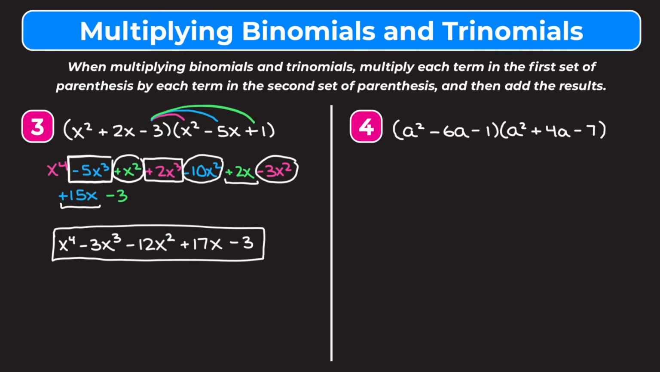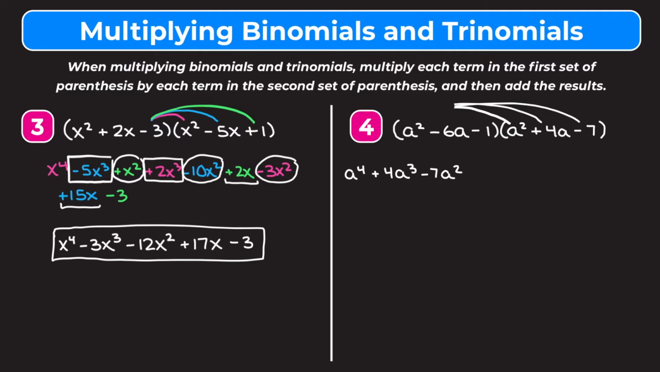So now let's take a look at example 4, which is another trinomial times a trinomial. So we're going to start by taking the a squared in the first set of parentheses, multiplying it by every term in the second set. So we're going to do a squared times a squared, which is going to give us a to the fourth. We're going to do a squared times positive 4a, which is going to give us positive 4a cubed. And then we're going to do a squared times minus 7, which is minus 7a squared.